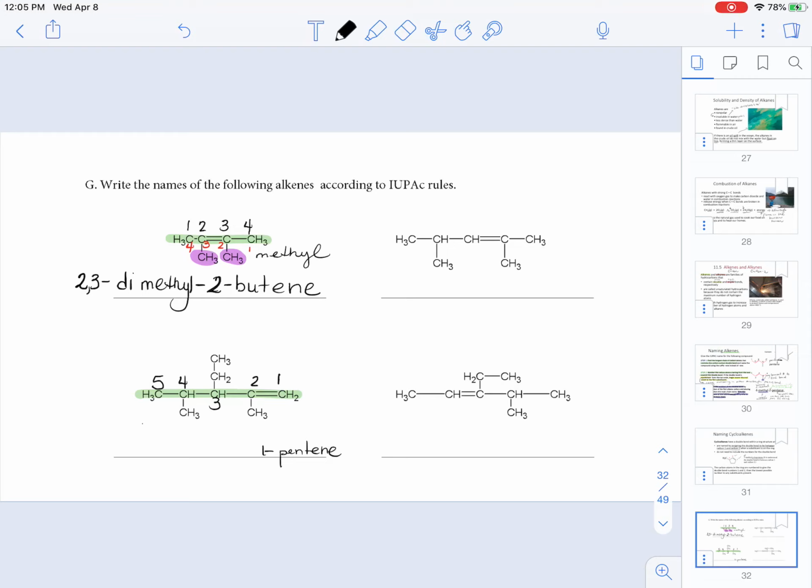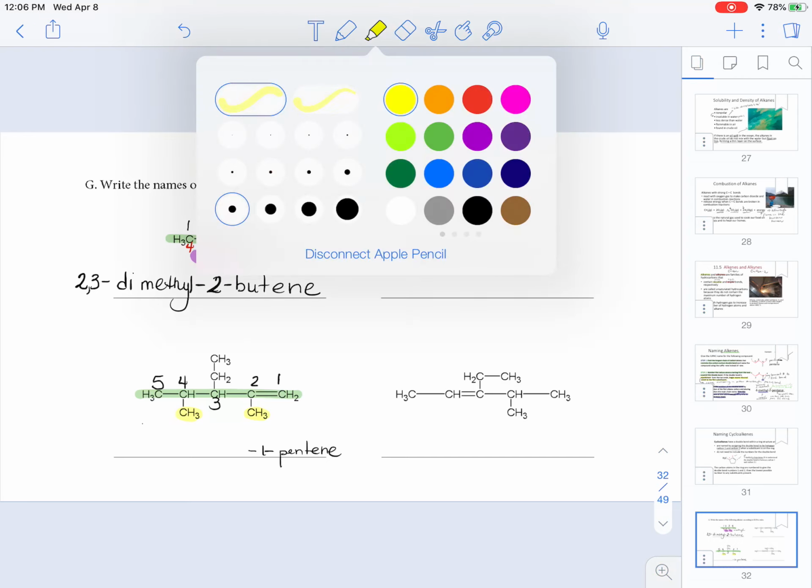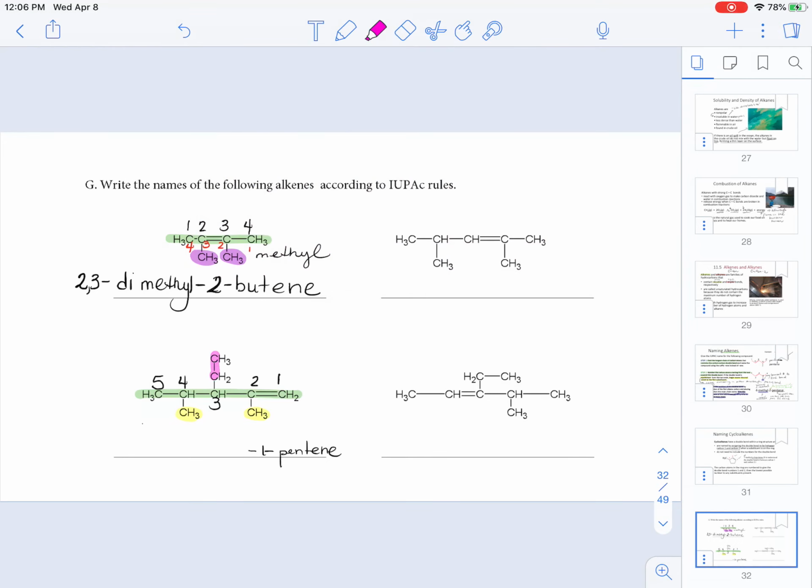Then we proceed to place the substituents. I'm going to highlight the substituents in different colors. We have 2 CH3s and we have a CH2CH3. As hopefully you remember, a CH2CH3 is an ethyl group, while CH3s are methyl groups.